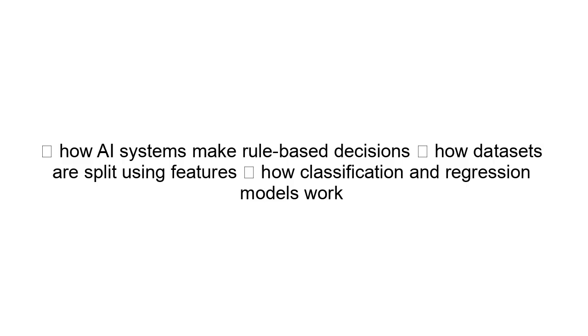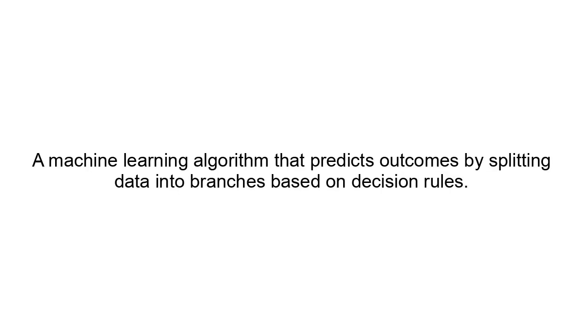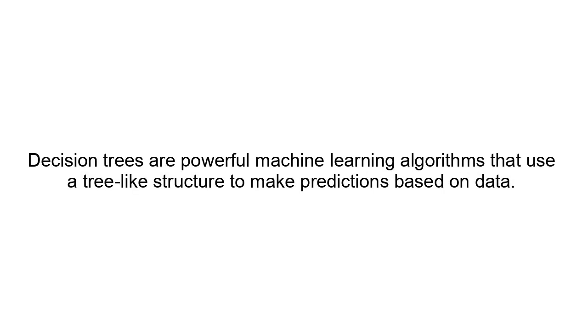Concepts learned from decision trees. Understanding decision trees helps beginners learn how AI systems make rule-based decisions, how datasets are split using features, and how classification and regression models work. Decision trees are one of the most intuitive machine learning algorithms. Simple definition: a decision tree is a machine learning algorithm that predicts outcomes by splitting data into branches based on decision rules.